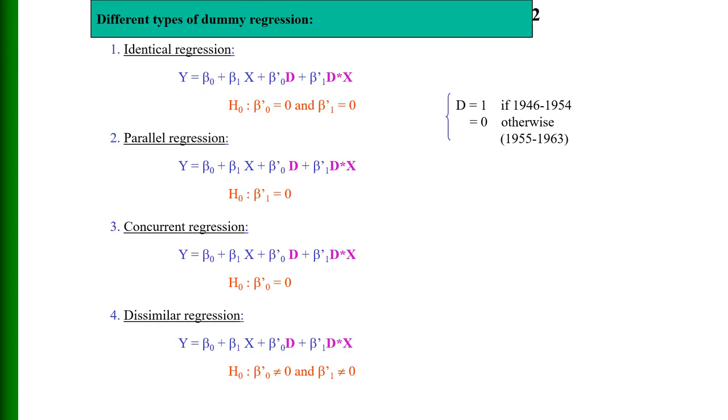Identical regression means when both the intercept and the slope are the same. Parallel regression means when the intercepts are different but the slopes are the same. Concurrent means when the intercept is the same but the slope of the regressions is different. And dissimilar regression means when both the intercepts and the slopes are different.